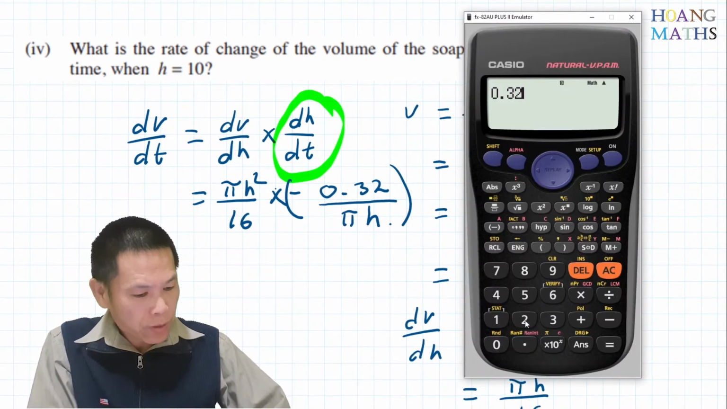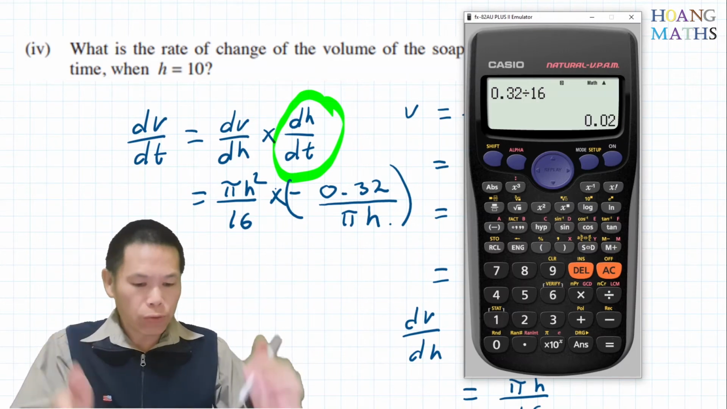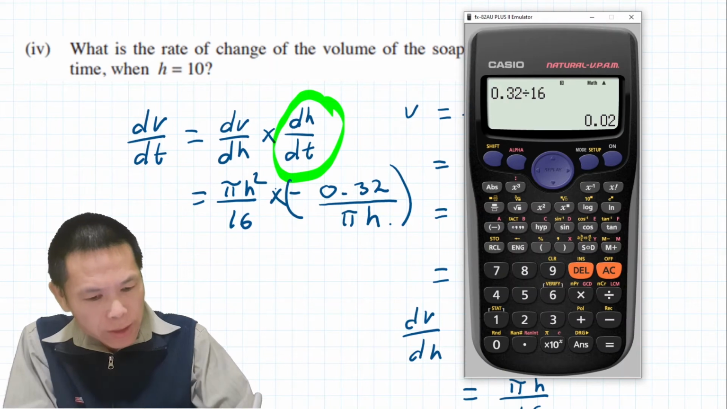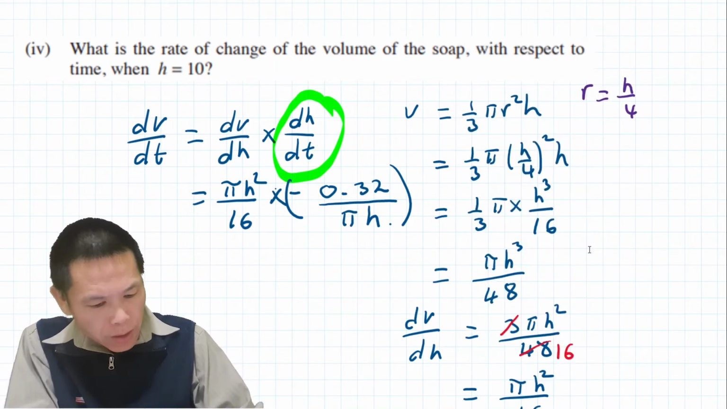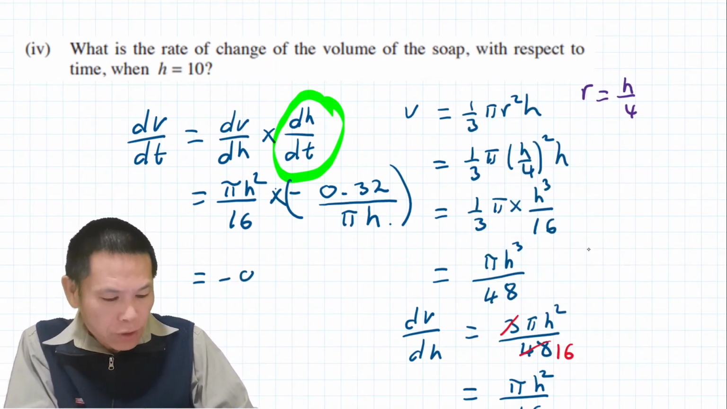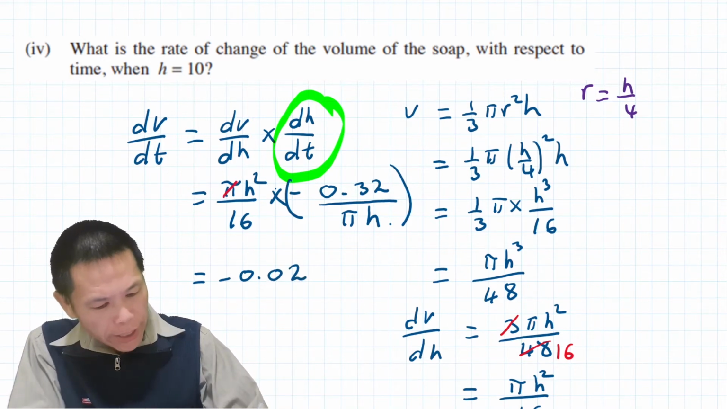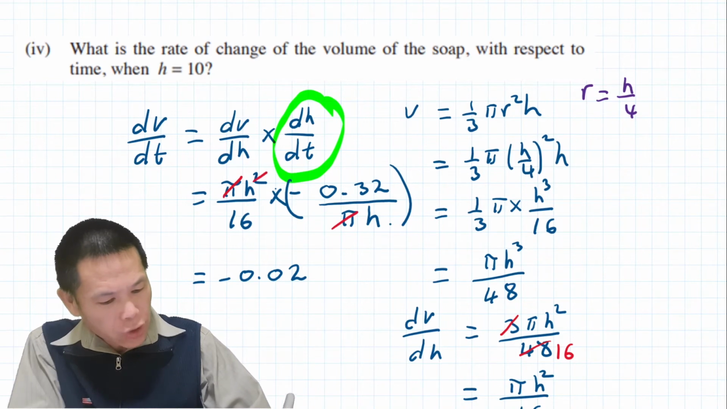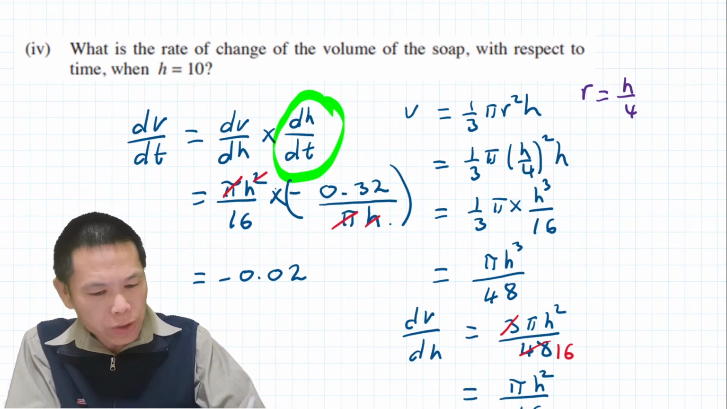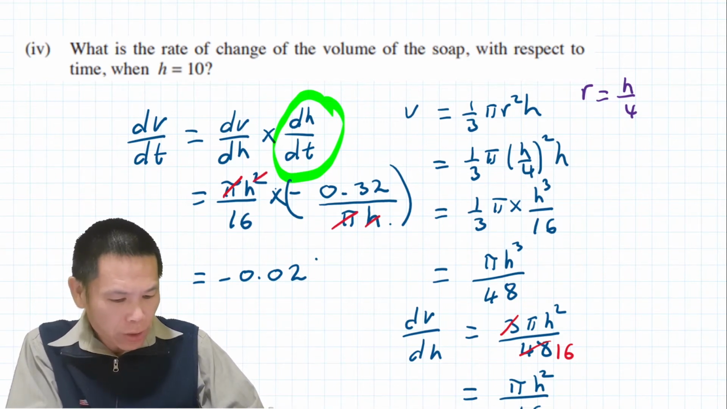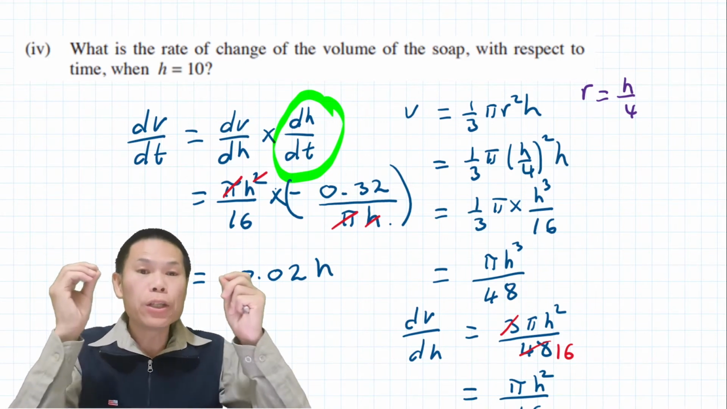0.32 divided by 16. So that is 0.02. Let me write this down first. Equal to negative 0.02, and this π cancels out and this h cancels out. So 0.02h. So that is dV/dt.